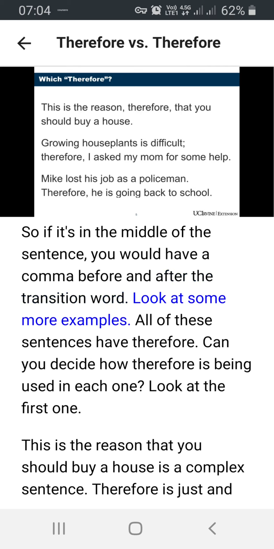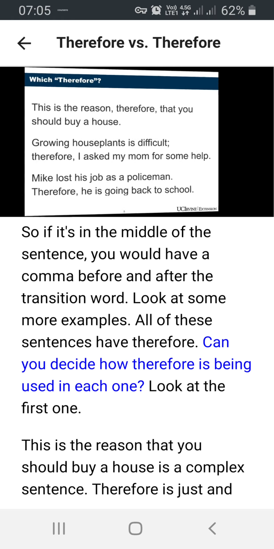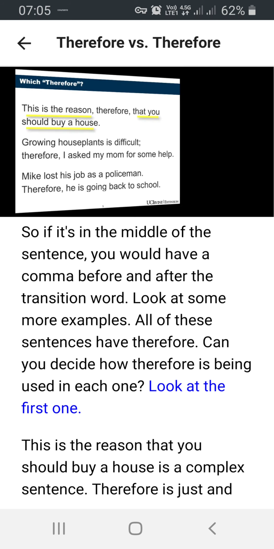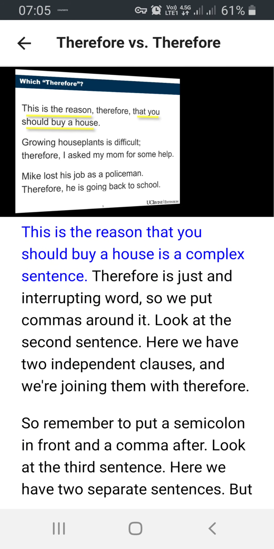Look at some more examples. All of these sentences have therefore. Can you decide how therefore is being used in each one? Look at the first one. This is the reason that you should buy a house is a complex sentence. Therefore is just an interrupting word, so we put commas around it.